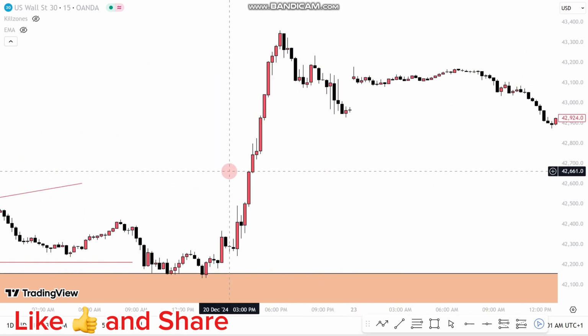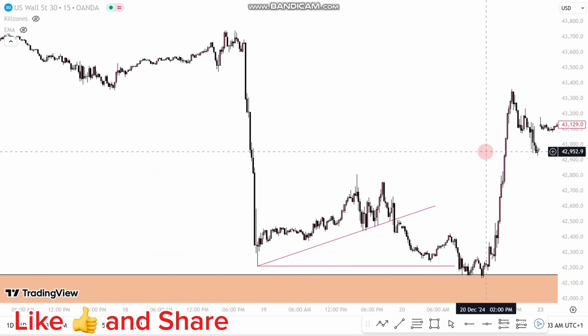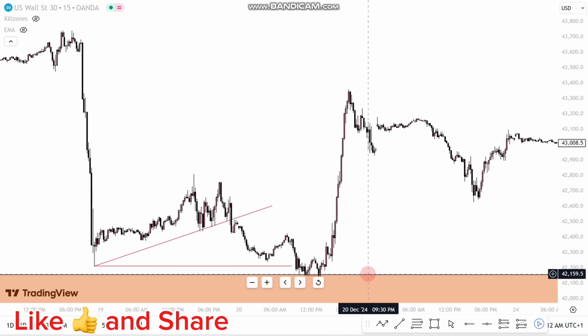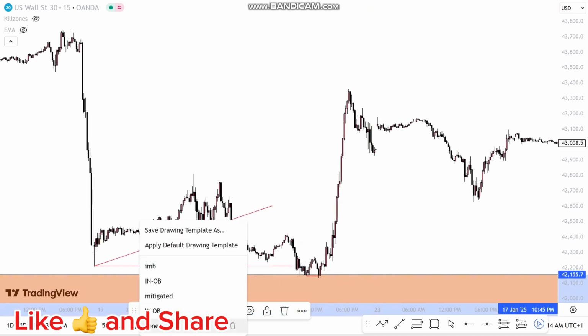Okay, it does not need a high knowledge for you to understand this concept. If you look here, price took out this low, right? Immediately price took out this low, it changed character to the upside.